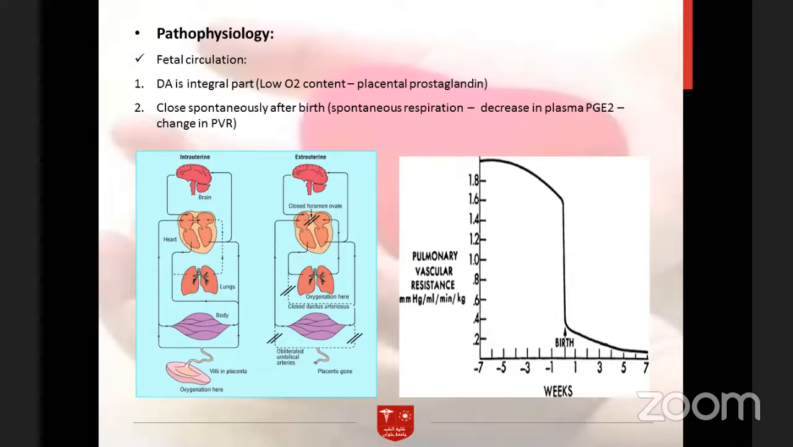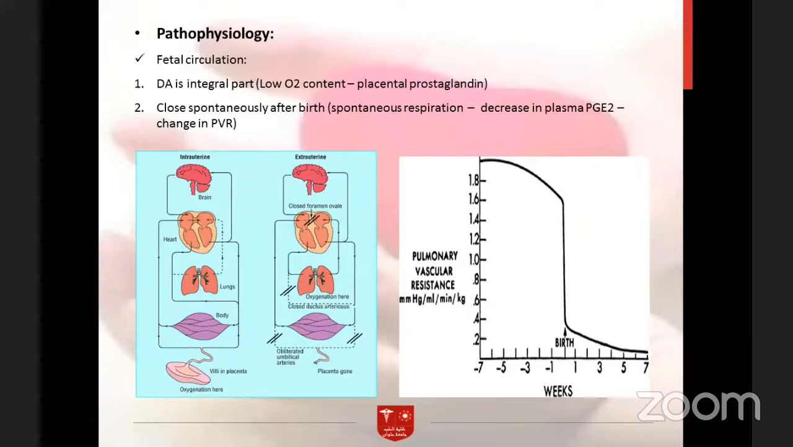These changes include spontaneous respiration with increased oxygen content, and a decrease in the plasma prostaglandin levels due to both placental ligation and the rapid metabolism of prostaglandins in the pulmonary circulation of the baby, in addition to the change in the pulmonary vascular resistance. There is a dramatic decrease in the pulmonary vascular resistance by almost 50% in the first few hours. Then the pulmonary vascular resistance continues to decrease over the next 6 to 8 weeks.